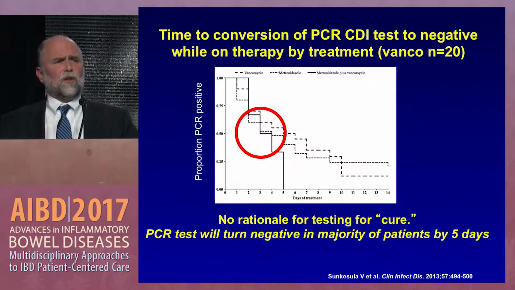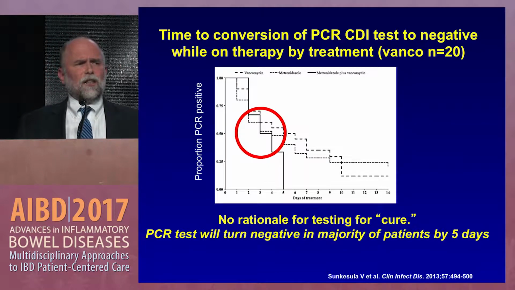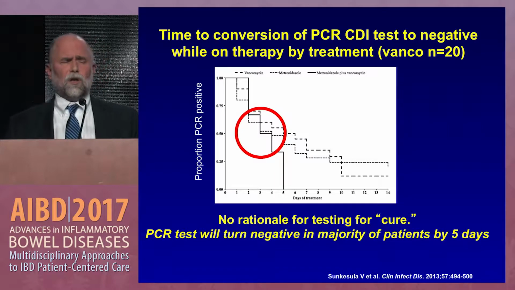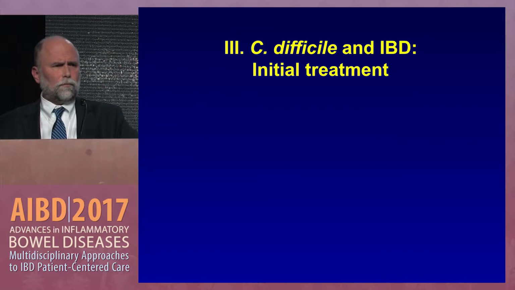And one last thing I would comment on diagnosis is that the PCR testing will turn negative in people on therapy relatively quickly. By day 5, the majority of patients on antibiotic therapy will turn negative because you've killed off vegetative organisms, but spores are still colonizing the GI tract.